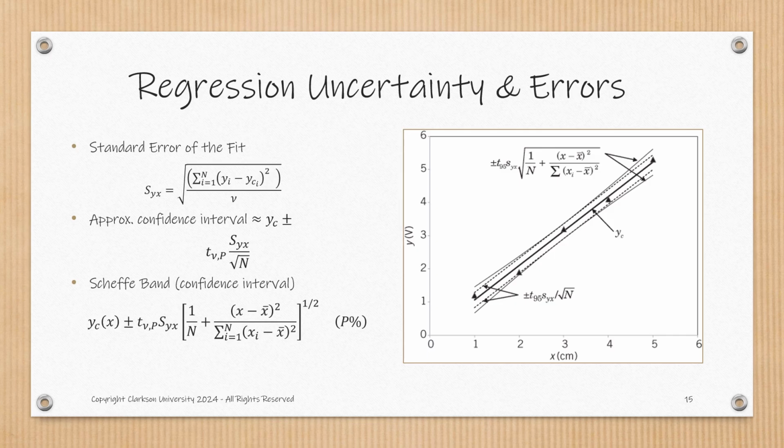We can be more accurate in our confidence interval by including the x variable as well. The difference between x and the x mean, squared, in this equation, called the Scheffé equation, can be used to show how the band of our confidence interval for our uncertainty and error analysis actually expands out at the tails, for variables closer to the ends of our x range.